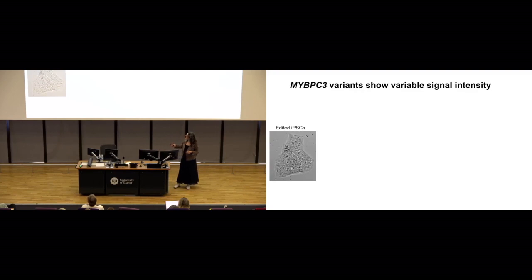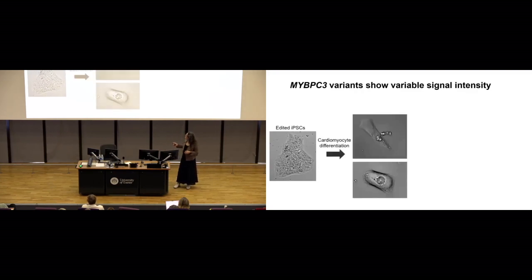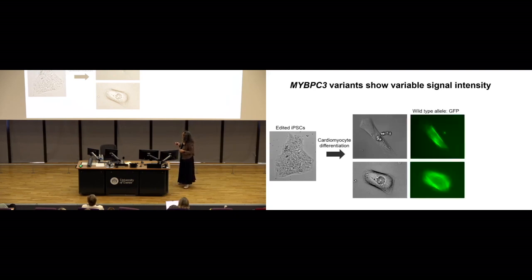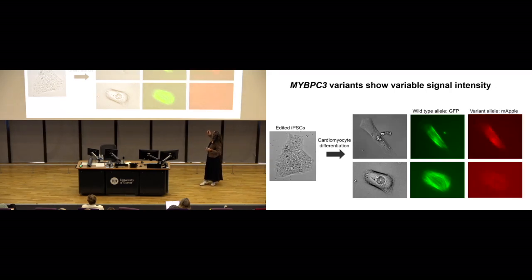So edited iPSCs grow in colonies. We do a cardiomyocyte differentiation, so you can see these cells have gotten big and square. The wild type allele is marked with GFP, and you can see the striated sarcomere here. And then some of these variants look just like the wild type, and then some of them look like they're gone, which is to be expected.